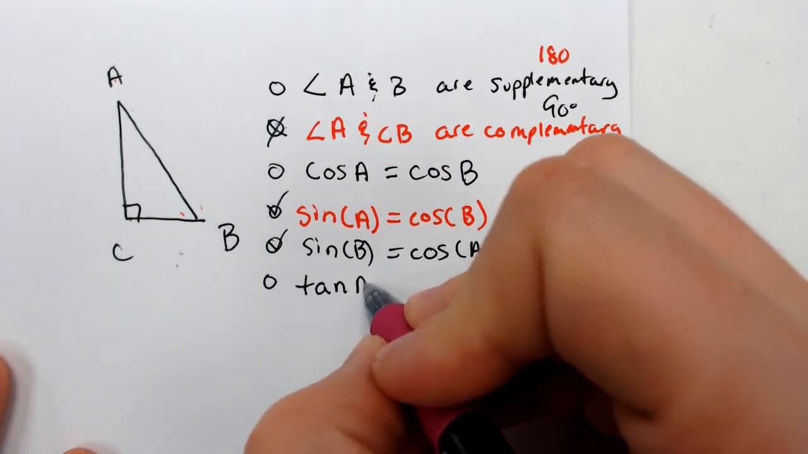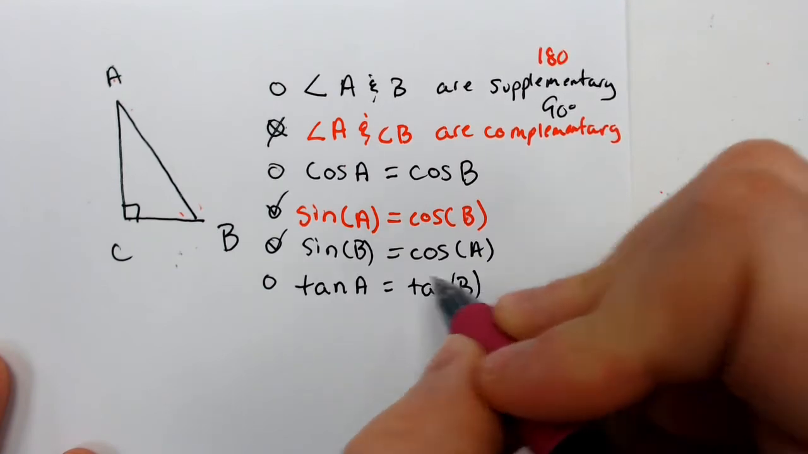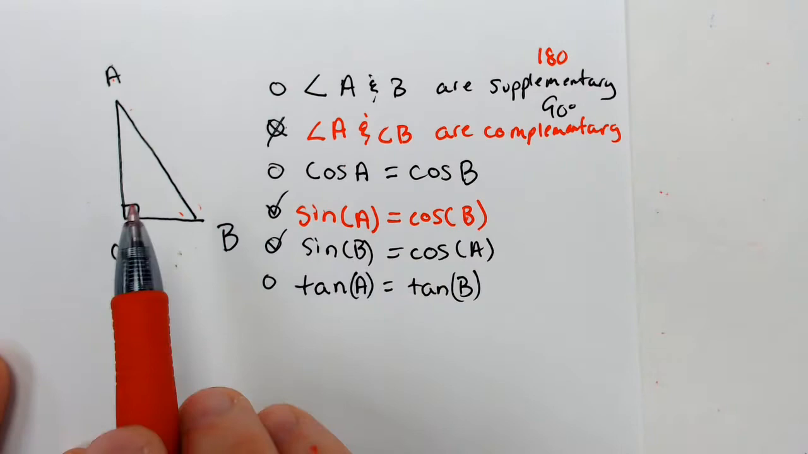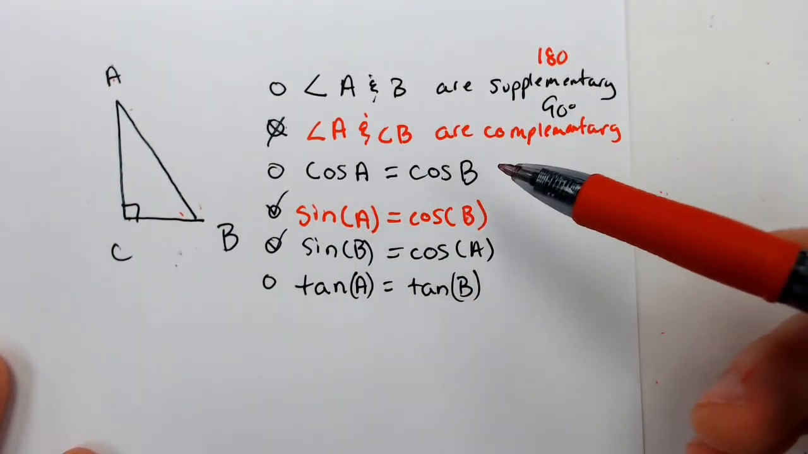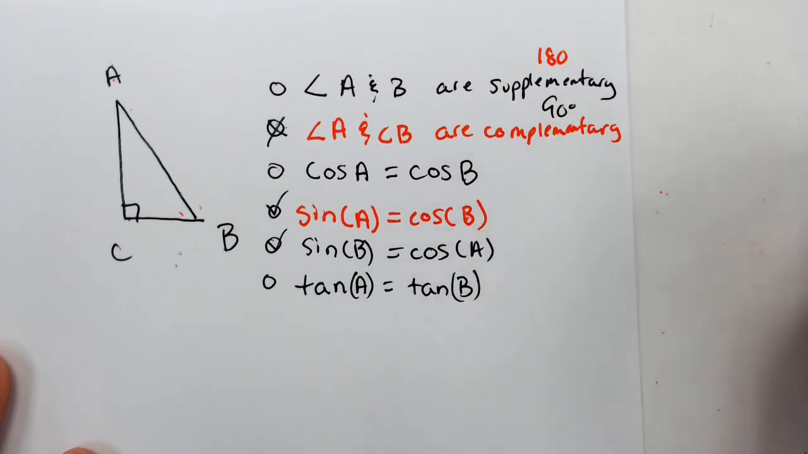Tan of angle A, is that equal to tan of angle B? And the answer to that is no, because when we switch our opposite and adjacent, the tan would flip. So it's not going to be true there. And let's do this one.